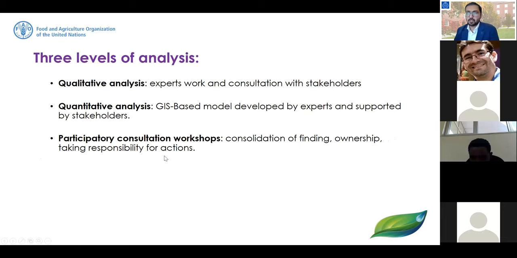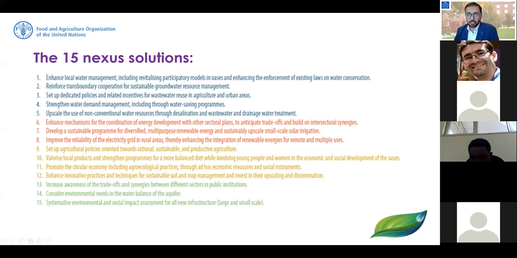Then, of course, the participatory consultation workshops and the Nexus dialogues, carried out not only in these workshops but through continuous consultation with OSS, the other local partners and the different ministries, supported both the qualitative and the quantitative analysis. All these together helped us reach a number of Nexus solutions that we put together into these 15 Nexus solutions and packaged in a way that tackles different sectors, but at the same time benefits multiple sectors if they are developed in a way that all the sectors can get the benefits and also contribute to the implementation. Let me take an example to make this clear.